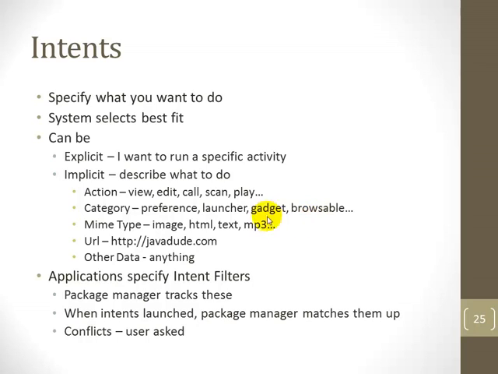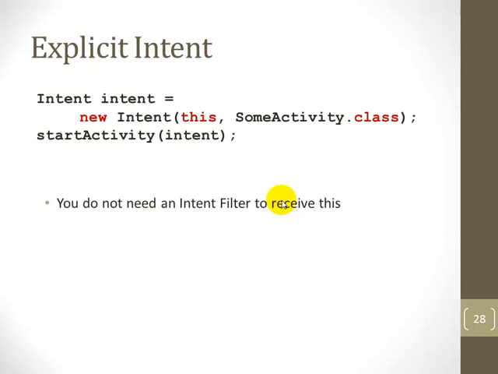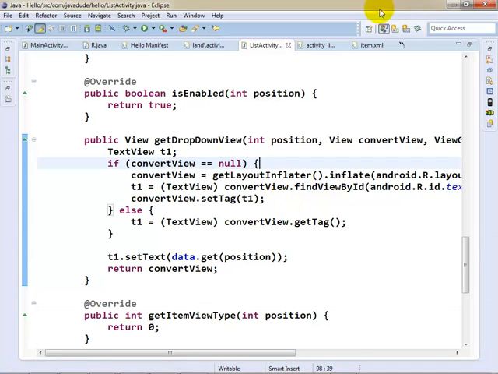Okay, let's start off with that just to see what that looks like in an explicit intent. Here's an explicit intent here. So we have intent equals new intent, passing in the context, which in this case is going to be the activity, and then where you want to go, the name of that class. Then you just call start activity. Let's give that a try and see what it does.